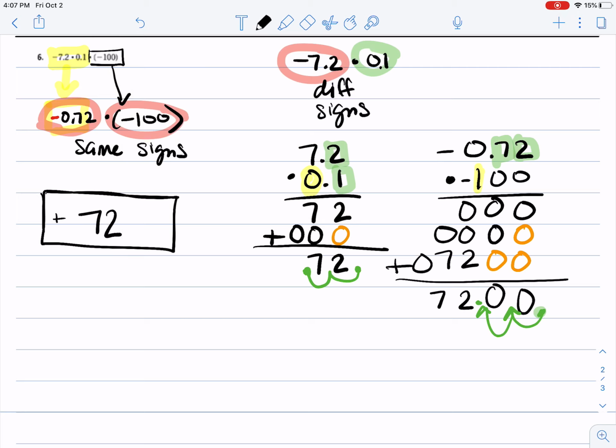And you might wonder, why don't we write it like this, 72.00? You could. That would be the same thing. So you could write it as 72.00. You could write it as 72. It doesn't matter as long as you remember that these are positive.